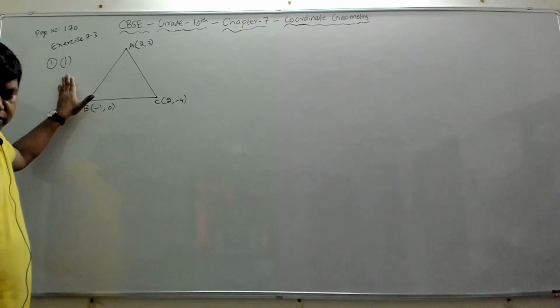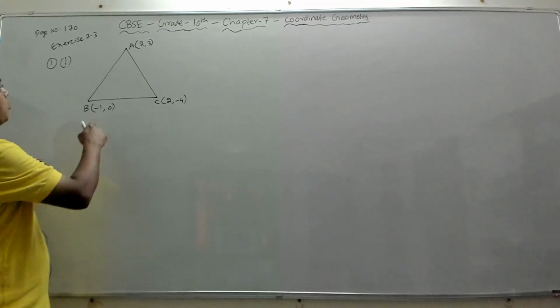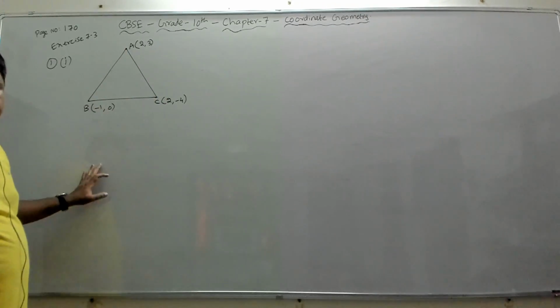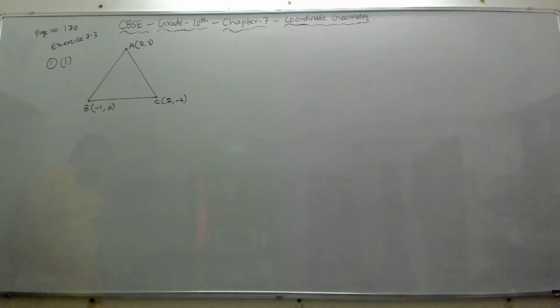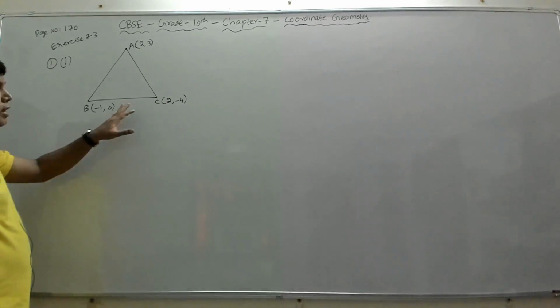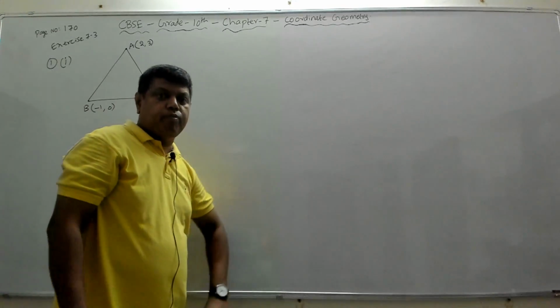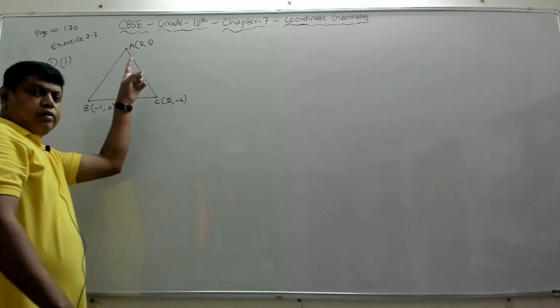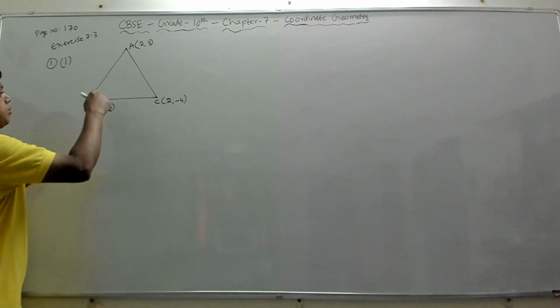First problem, first subdivision. What is given is the three vertices of a triangle, and we need to find the area of this triangle. We need to find the area of the triangle wherein three vertices of the triangle are given, ABC.